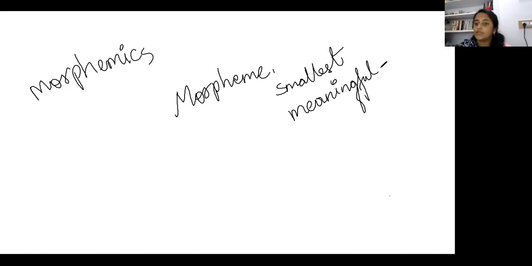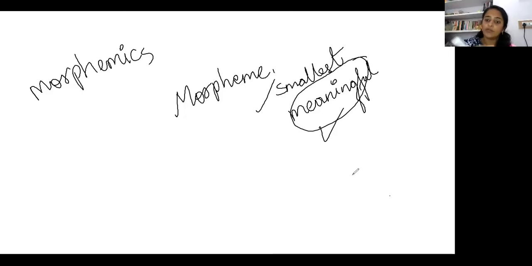Why are these two words important? Phonemes are also the smallest units of sound. Then how are phonemes and morphemes different from each other? The difference lies in the fact that morphemes have to be meaningful. So morphemes are the smallest meaningful units of a language.